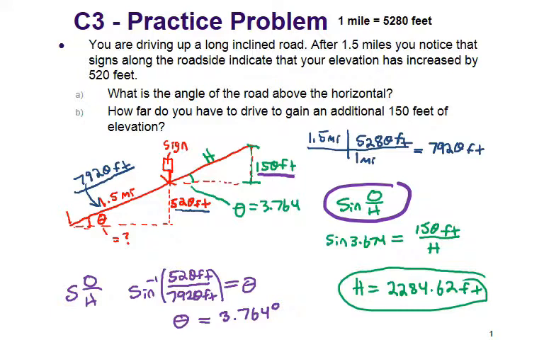So we have the angle here, sine of 3.674. We have the opposite side length, and we're looking for the hypotenuse. So this is the additional length that we would need to travel.